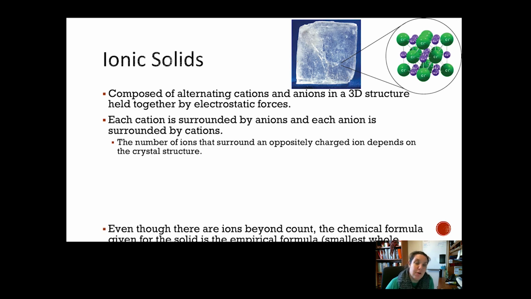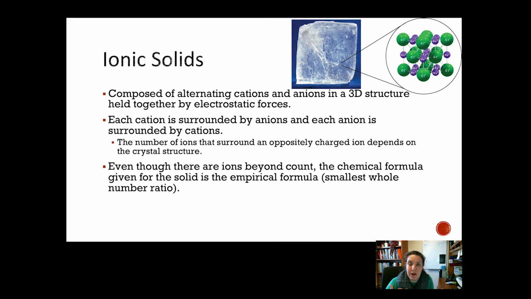So remember, we have ions beyond count, but we always give our chemical formula as the empirical formula, so our smallest whole number ratio. For instance, sodium chloride, 1 sodium to 1 chlorine. Magnesium chloride, 1 magnesium to 2 chlorines. So even though we have billions of magnesiums and chlorines, we use the smallest whole number ratio to represent the chemical formula.